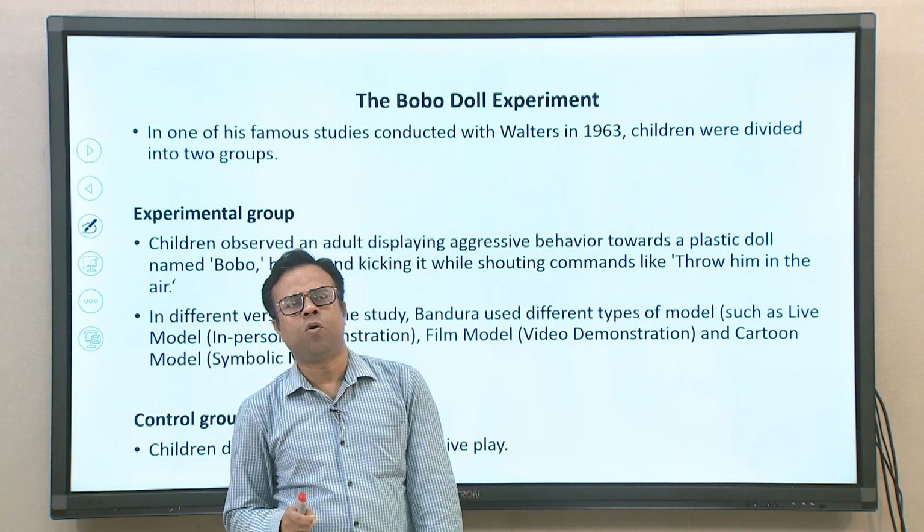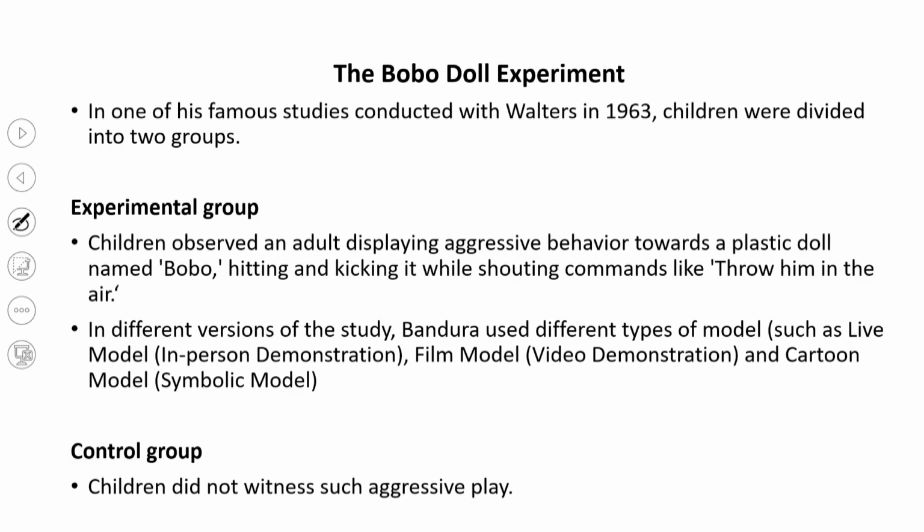Now, to understand how we learn through observation and what the impact of observing something is, one of the most popular and celebrated experiments in psychology is the Bobo doll experiment. In this famous study by Bandura and Walters in 1963, children were divided into two groups. One group was called the experimental group, where you introduce some manipulation to see what impact it has on the outcome you are trying to measure.